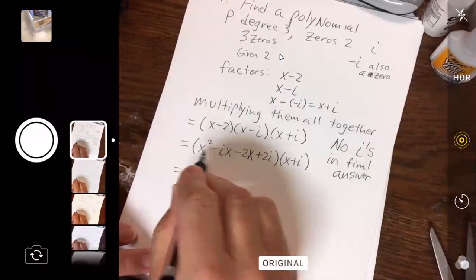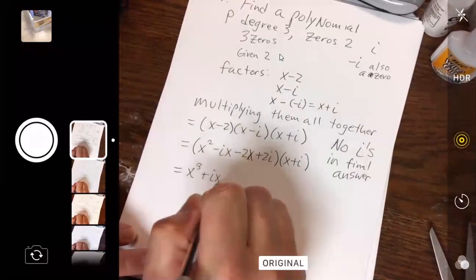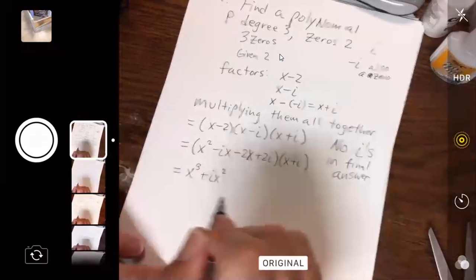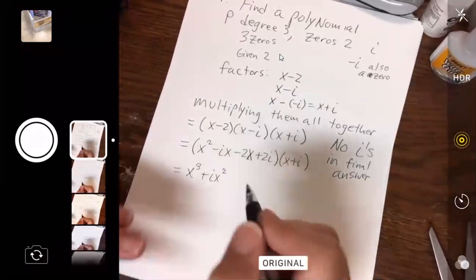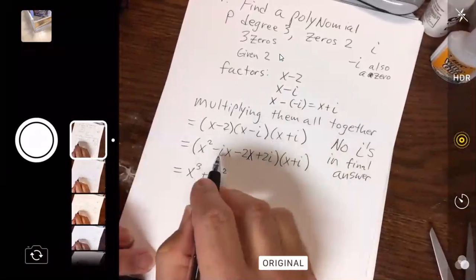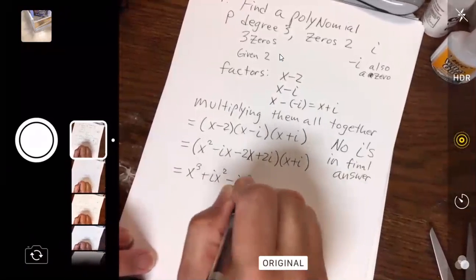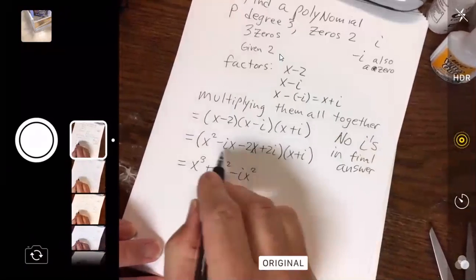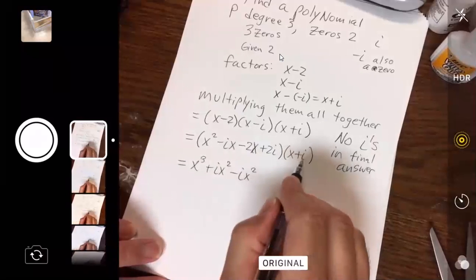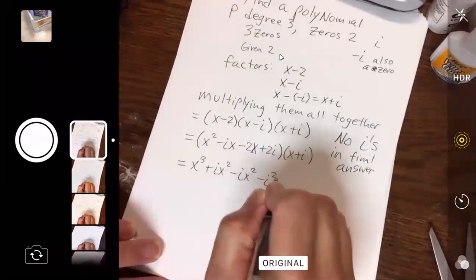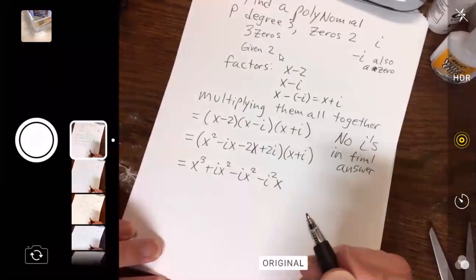x squared times i, I'll write it ix squared, or you can write it x squared i, either one. There's round one. Perfect. Okay, so minus ix times x, that's a minus ix squared. Minus ix times i would be a minus i squared x. Round two.